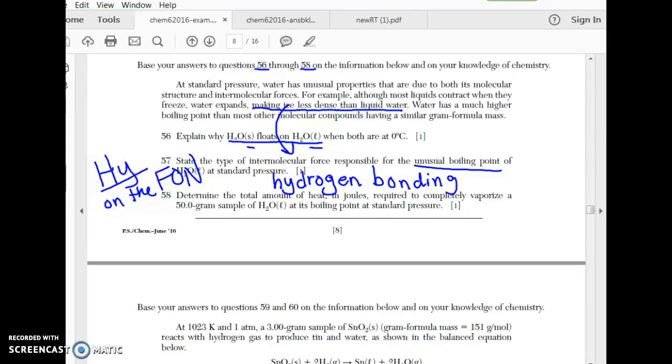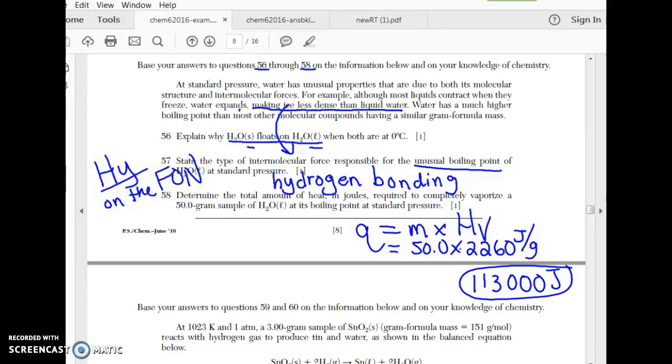Question 58, determine the total amount of heat in joules required to completely vaporize a 50-gram sample of H2O at its boiling point. Well, we don't need the passage anymore. This is vaporization, so it's going to be Q equals m times Hv. If we look up Hv for water on our reference table, we get 2260 joules per gram. It's on the front of your reference table. And it's a 50-gram sample. So when we do the math, we get 113,000 joules.